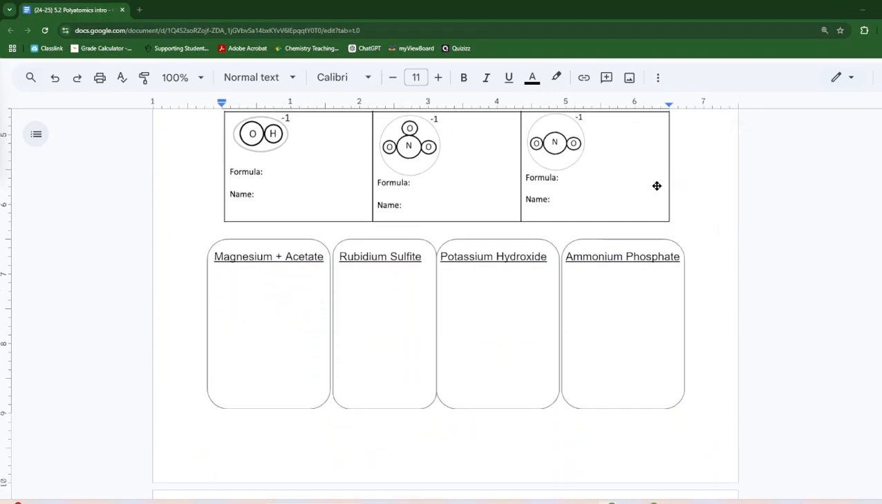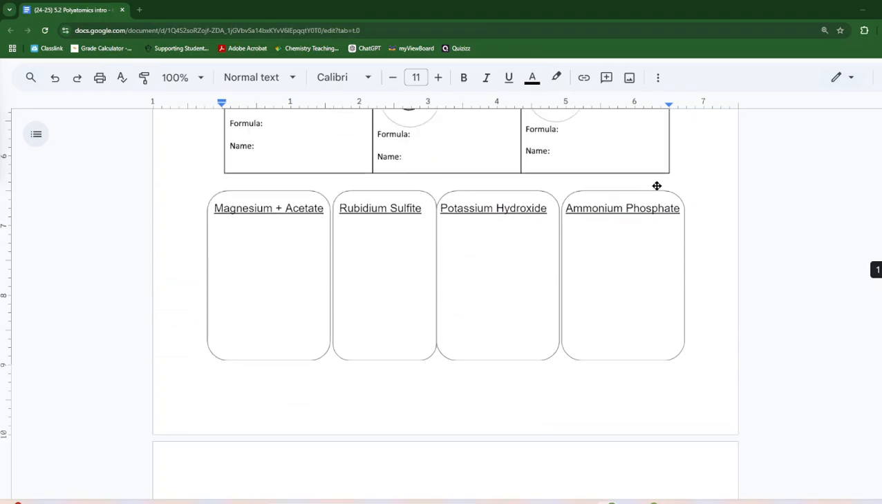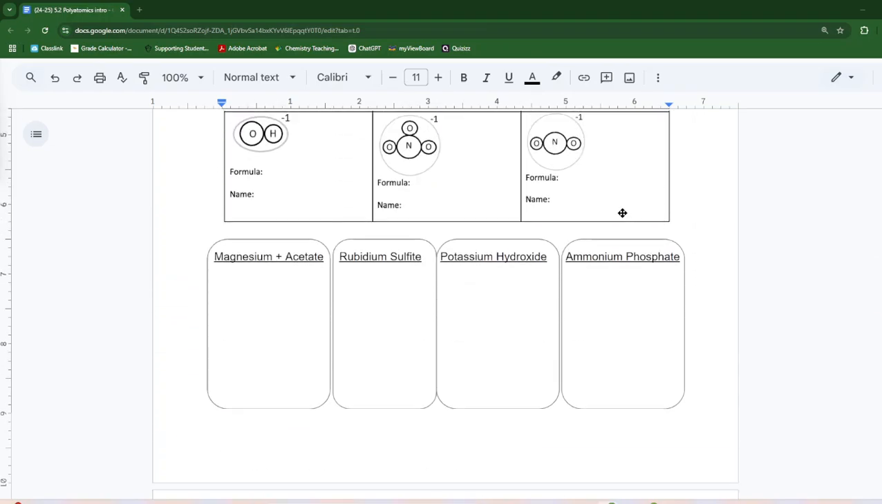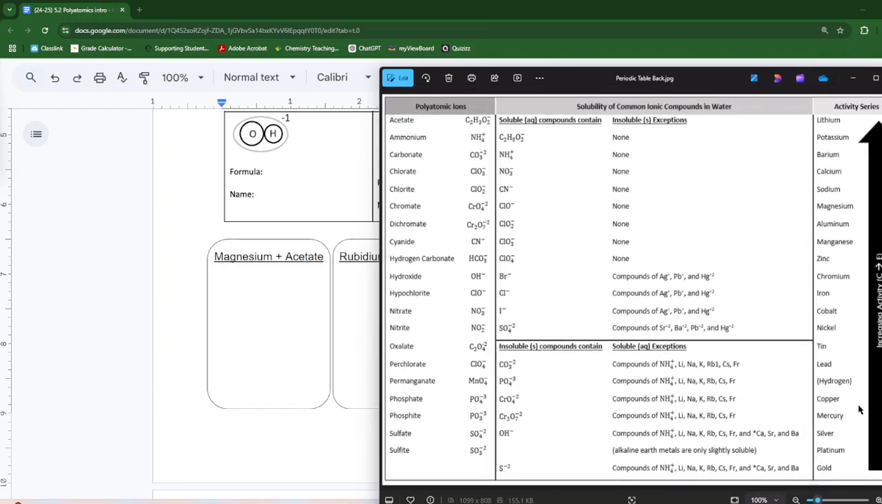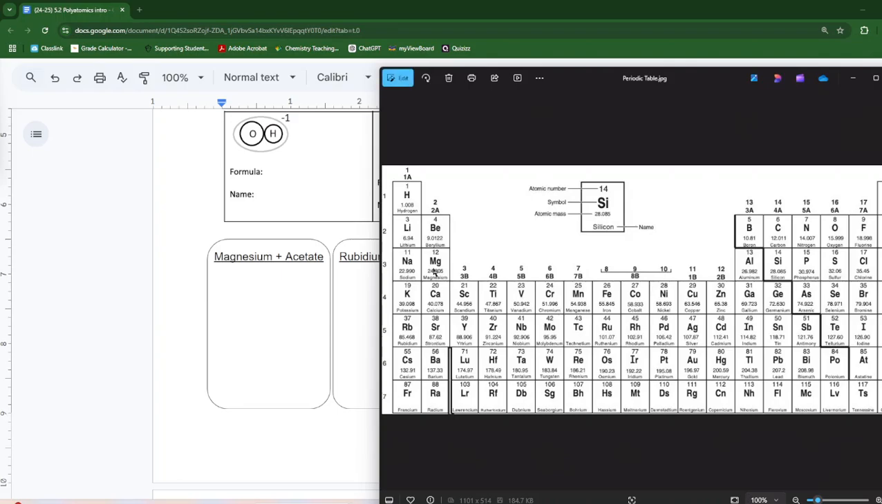All right, on this one, this is similar to how we've done every bonding thing in the past. So the first one is magnesium acetate. Let's find, I think I got it here. Magnesium is going to make a +2 charge because it's in the second column. I've got Mg right there, so I'm going to write that in.